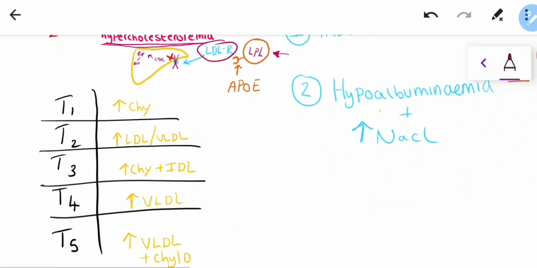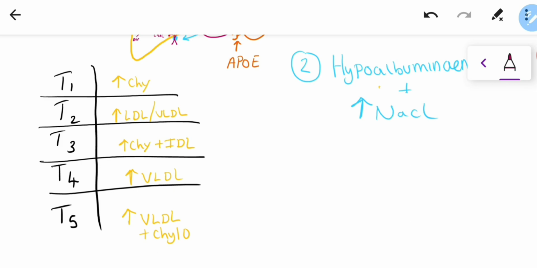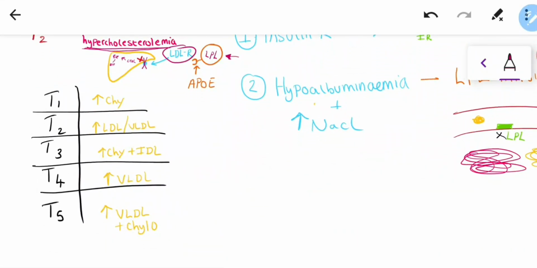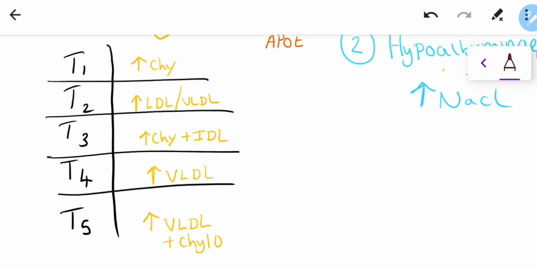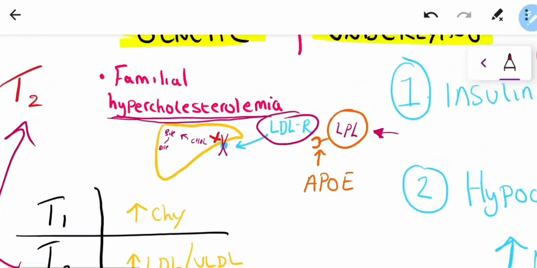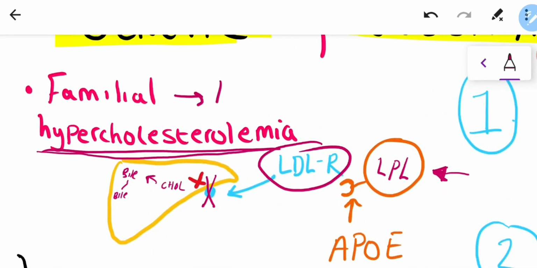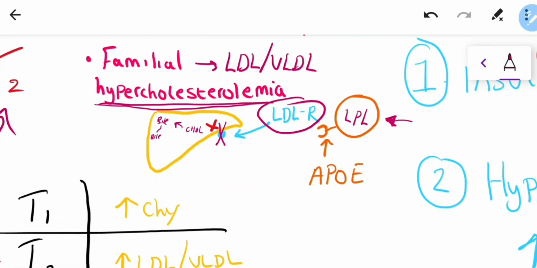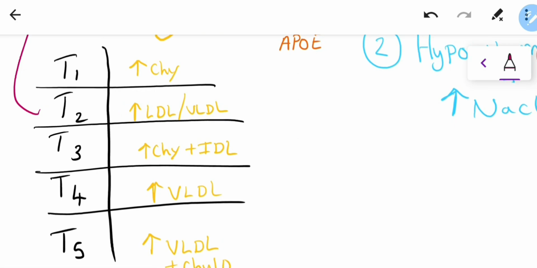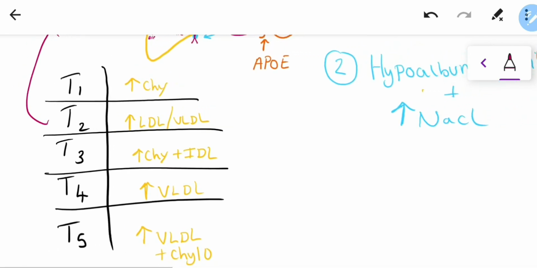Okay, so that's that. Now, if you want some extra points, there are different types of hypercholesterolemia, or dyslipidemia, primary type: type 1, type 2, 3, 4, 5. The one I just mentioned is type 2. Why this is bad is because it increases LDL and VLDL. These low density lipoproteins are especially damaging to the body.